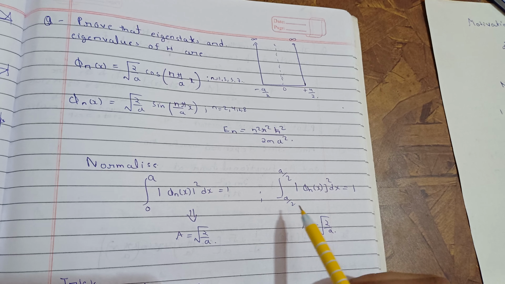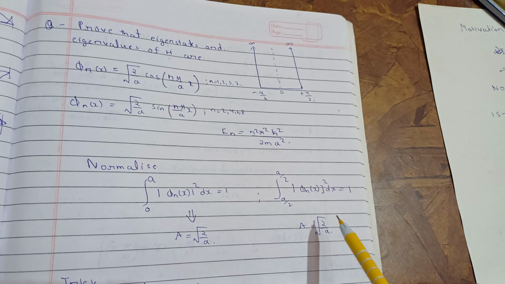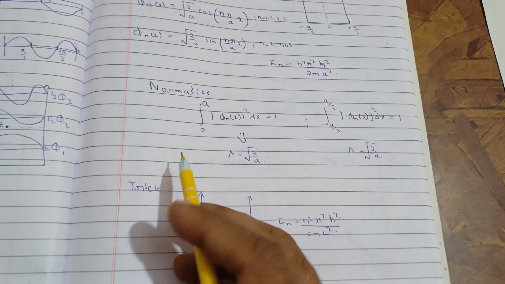And for the symmetric case, it will be the integral from minus a by 2 to a by 2 of phi n squared dx equal to 1. A will again be root 2 by a. So that's how you will normalize.